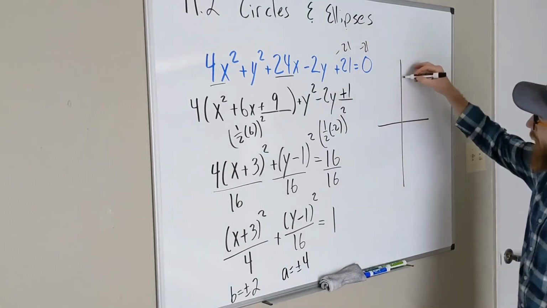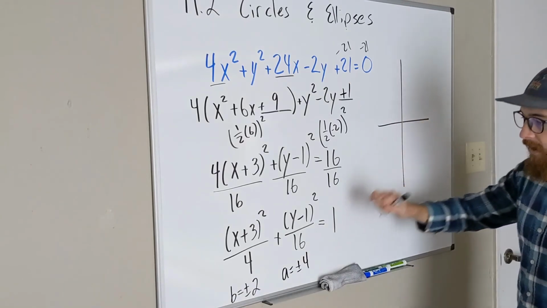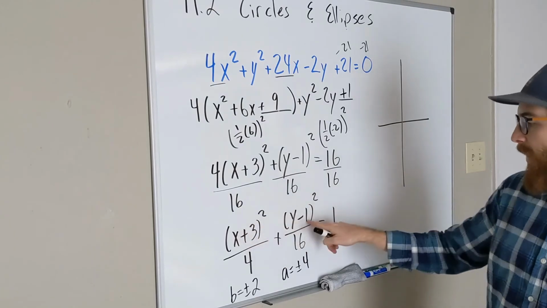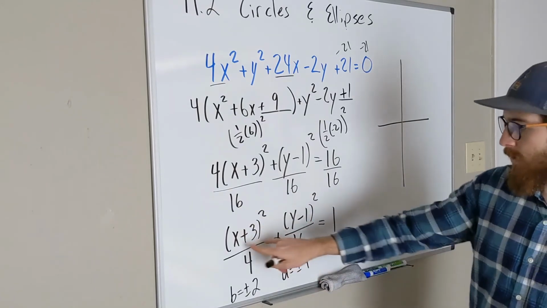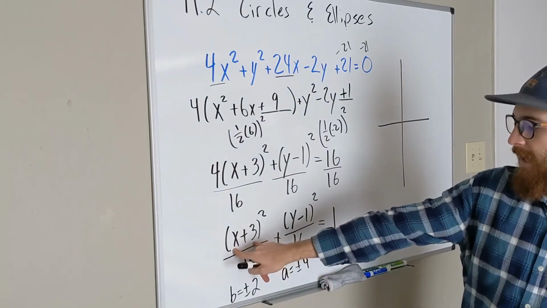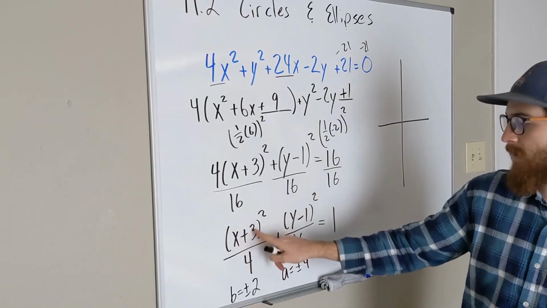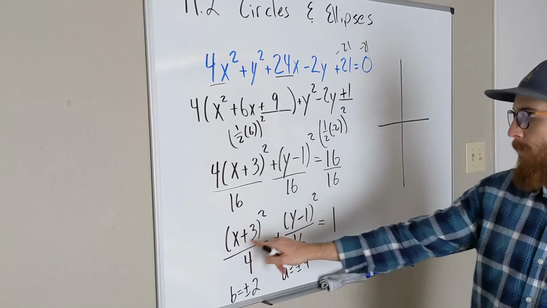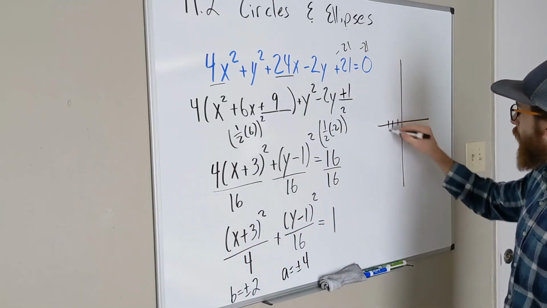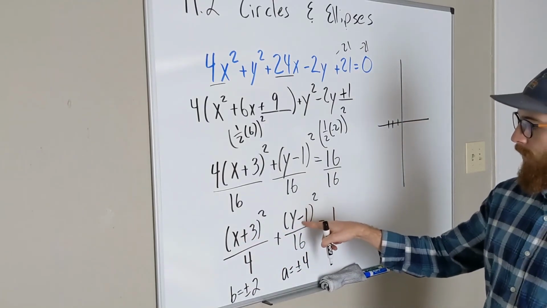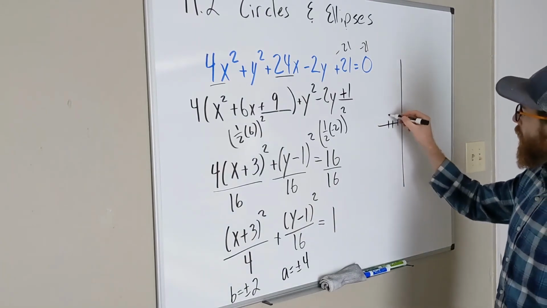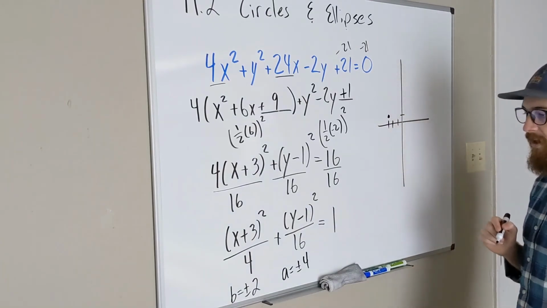But I can't just plot it on the x and y axis because we have 3 for our shift here and 1 for our shift here. So our shift to the left and right, well, this says plus 3, so the shift is going to be opposite of this, so minus 3 would be 1, 2, 3. This is minus 1, so we know it's the opposite of this, so up 1. So the center is here.